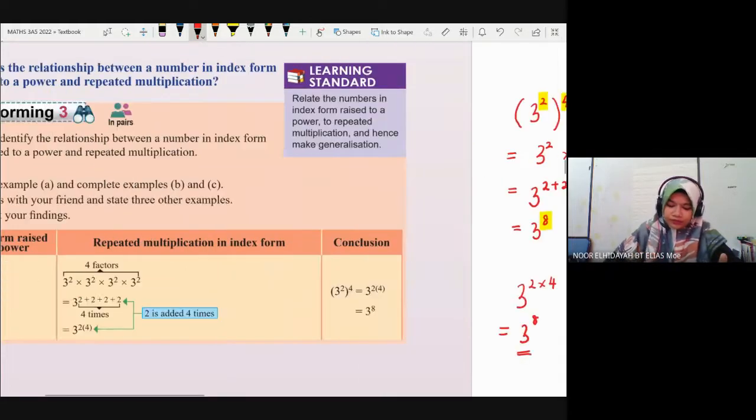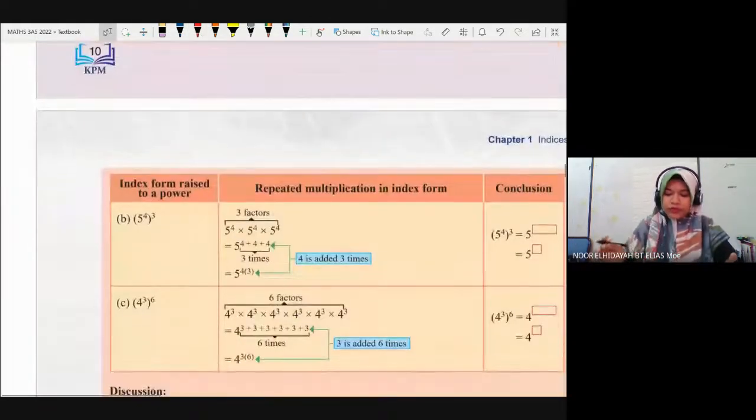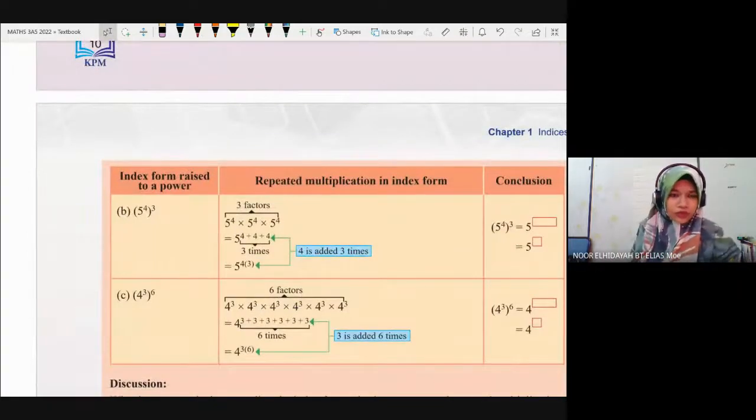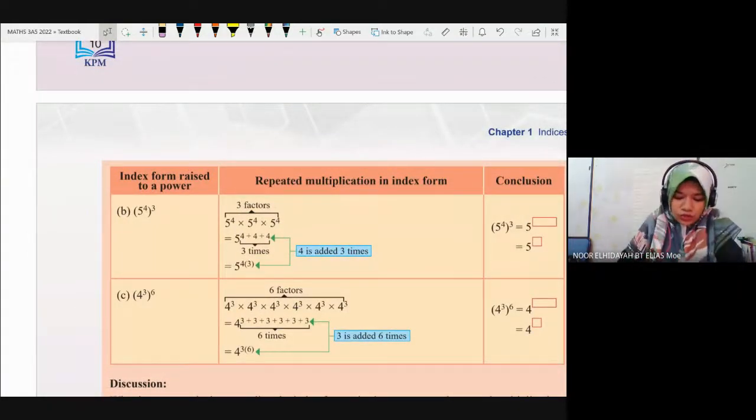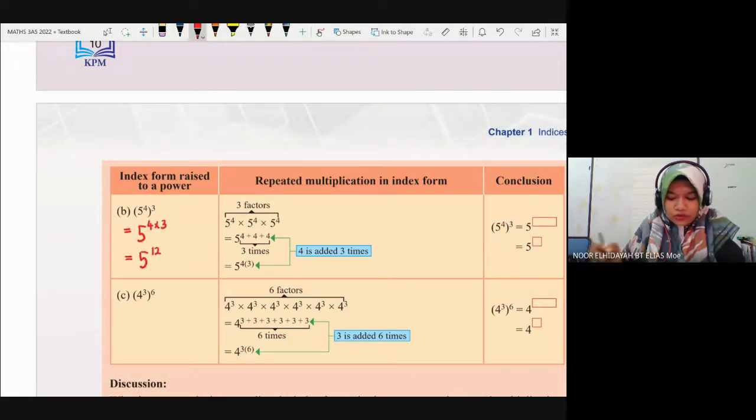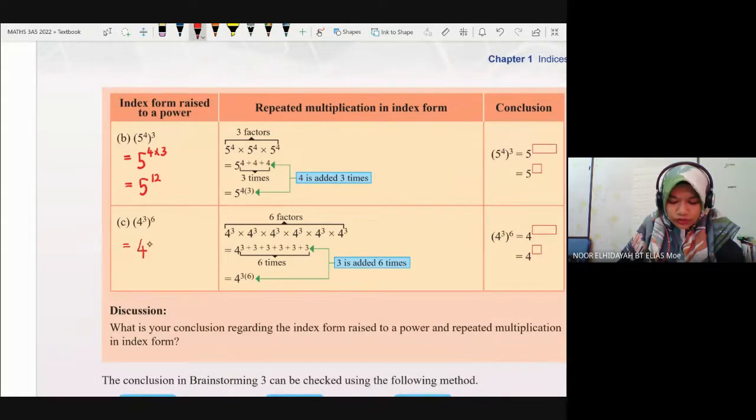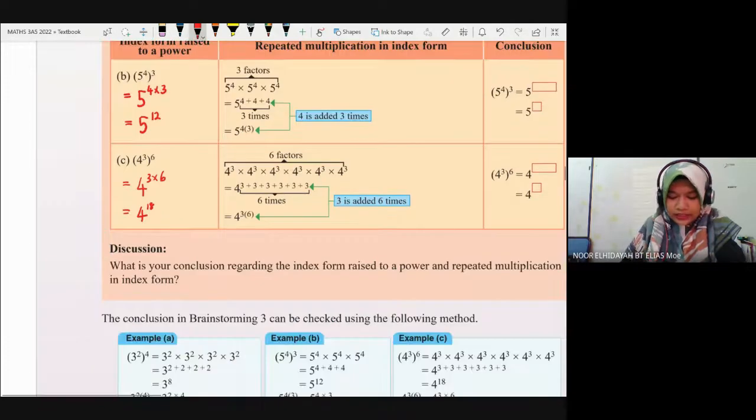Okay, alright. We look at another example. This one. 5 to the power of 4 to the power of 3. Okay, so kita apply the law of indices. 5 to the power of 4 times 3. So the answer is 5 to the power of 12. Okay, 5 to the power of 12. Okay, that's this one. It will be 4 to the power of 3 times 6. So, what is the answer? 4 to the power of, yeah, Hadina, 4 to the power of 18. 4 to the power of 18. Okay, make sure you write the index kecil sahaja di bahagian atas kanan tu.